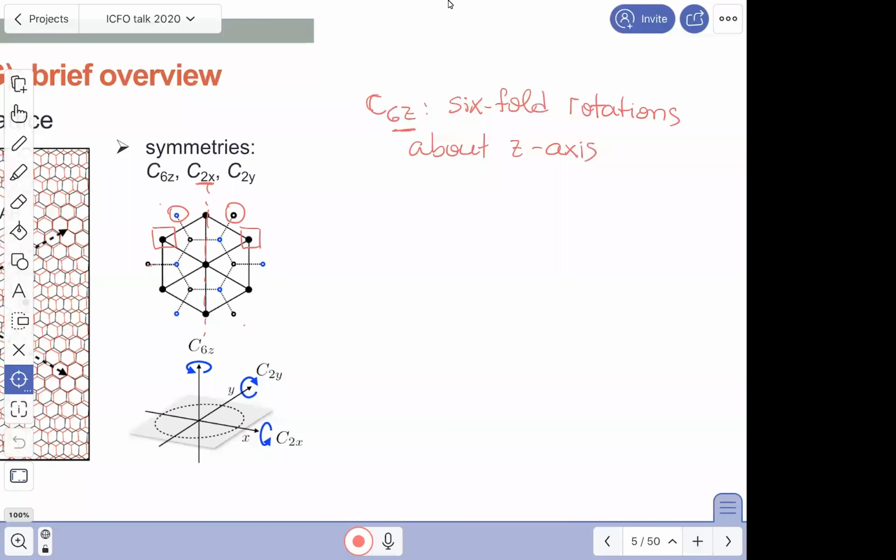Hi, how are you? Good. I may have missed it, I don't know. Do you have a C6z axis in the superlattice as well? Yes, you do. That's what I was referring to here. You do exchange the two sublattices in the presence of this valley symmetry that I mentioned before. You do have the symmetry, yes. Sorry, I didn't see it. Yeah, okay.